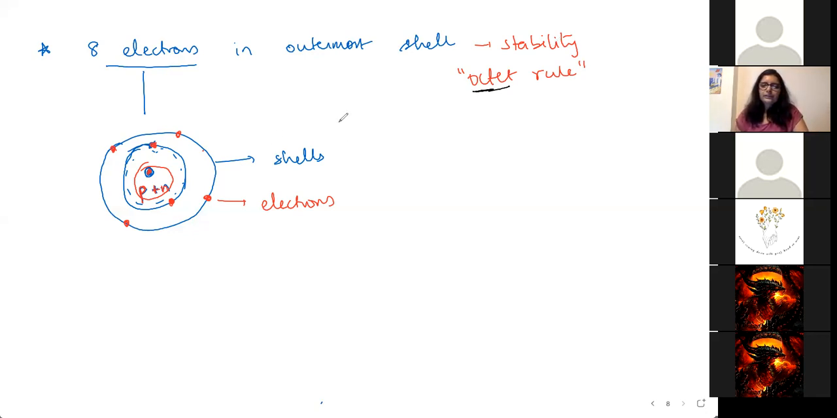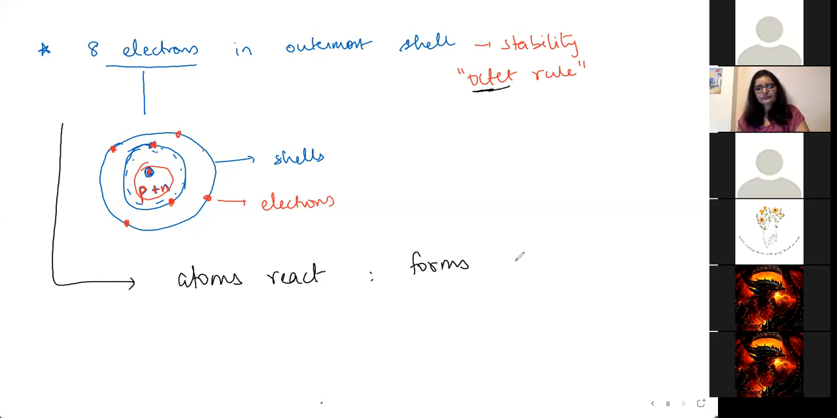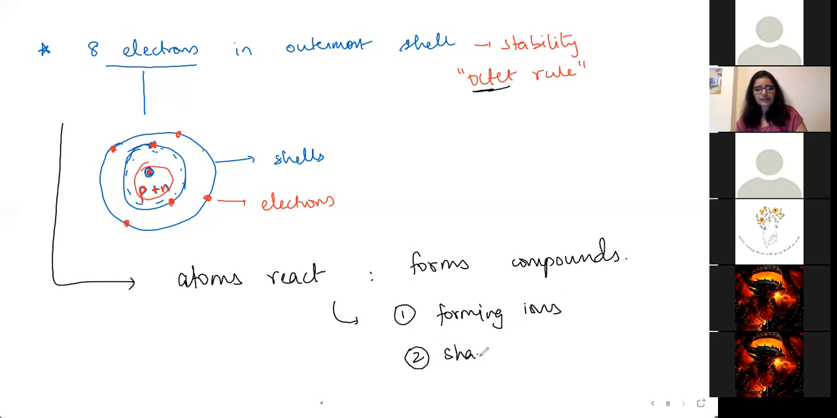Okay. So in order to get 8 electrons, this is the reason why atoms react. React matlab they form compounds. Why do atoms form compounds? It is so that they can have 8 electrons in the outermost shell. Now, how do they form compounds? One way is by forming ions, and the other way is by sharing electrons.